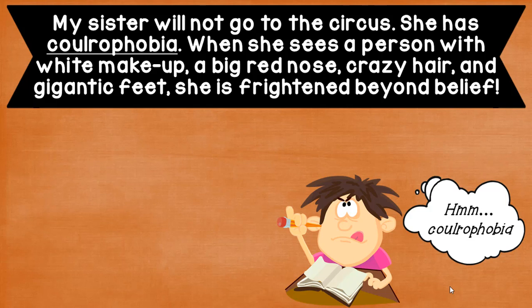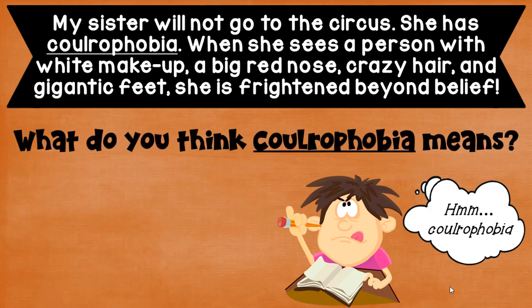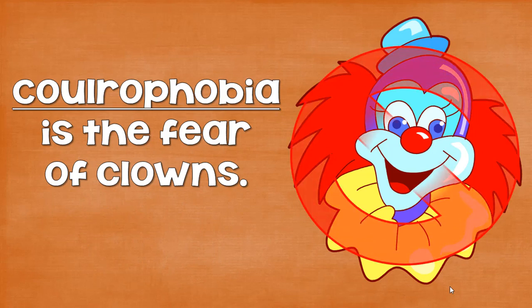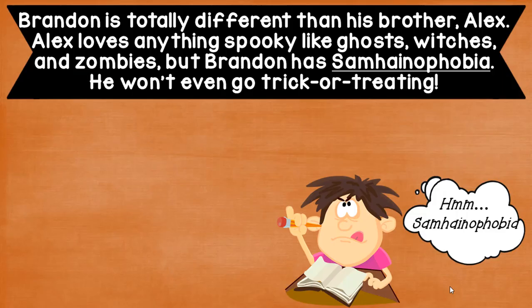My sister will not go to the circus. She has coulrophobia. When she sees a person with white makeup and a big red nose, crazy hair, and gigantic feet, she is frightened beyond belief. Now, after the word that we do not know, it gives us an explanation, a definition of what the word is. And by using that clue, I think we can help figure it out. Someone we find in a circus with white makeup, big red nose, crazy hair, I do believe we are talking about a fear of clowns. She does not like clowns at all.